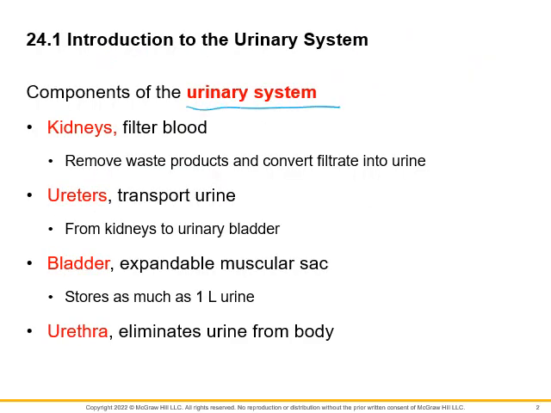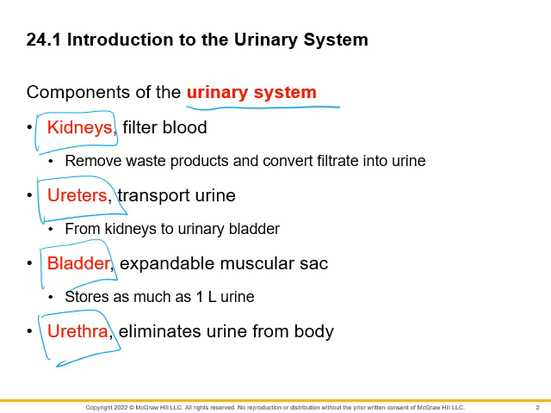We know the urinary system consists of the kidneys, the ureters, the bladder, and the urethra. The kidneys are going to filter the blood. The ureters are going to transport the urine to the bladder. The bladder is a muscular sac that's just going to fill and store urine. And then the urethra is what we're going to use to eliminate the urine from the body.